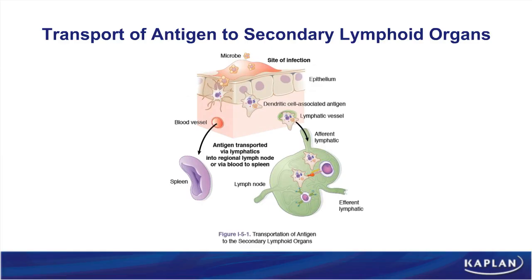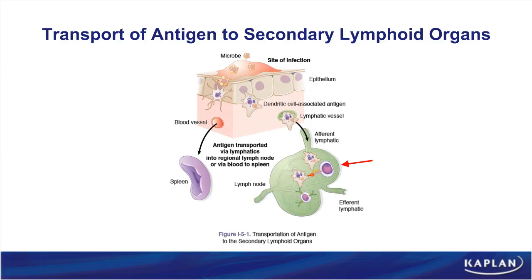So let's take a look at what we just talked about, but in diagrammatic form. Let's look at the top where you can see a random site of infection. You can see an entering microbe, and what is likely happening during this infection is that we have acute inflammation happening. What we are about to look at is we are going to follow that antigen presenting cell from that site of acute inflammation to the draining lymph node, where we can now initiate the adaptive immune response.